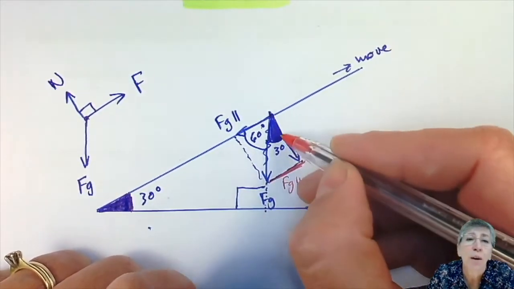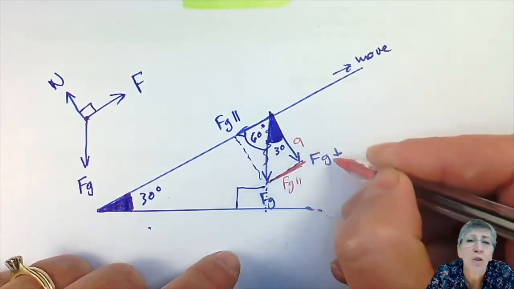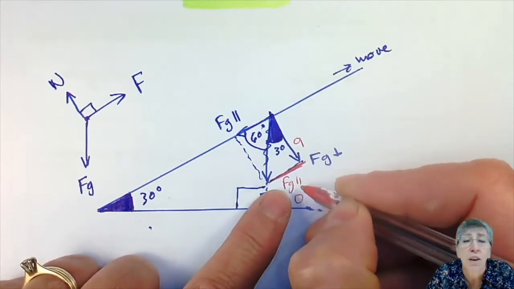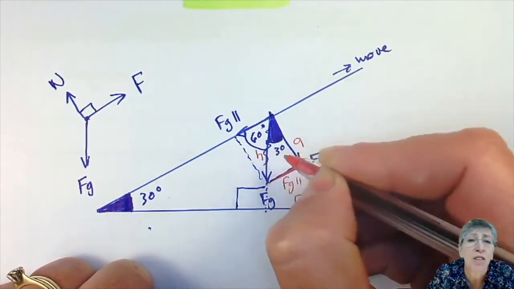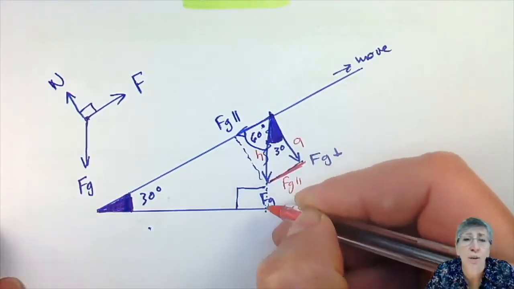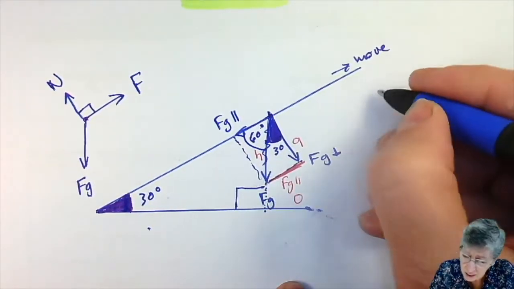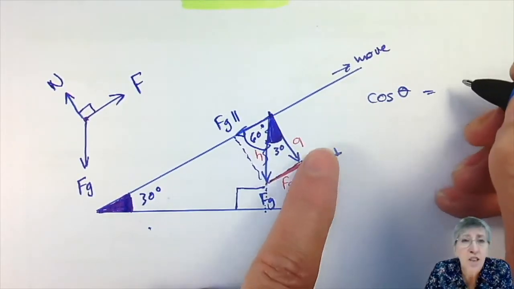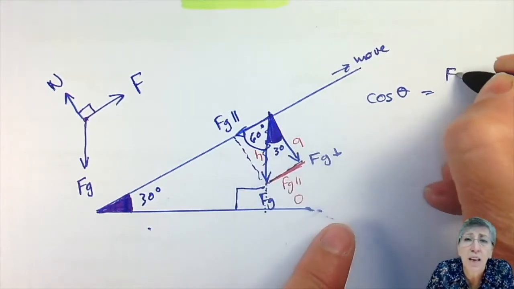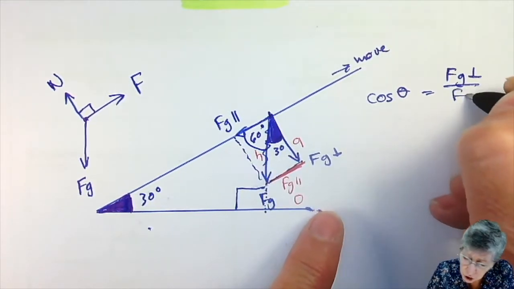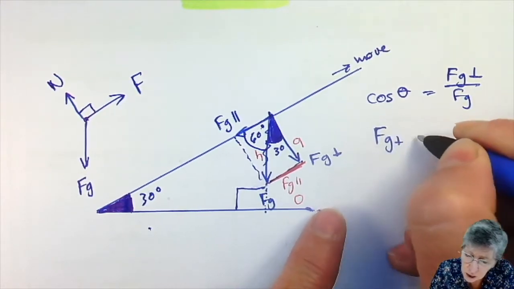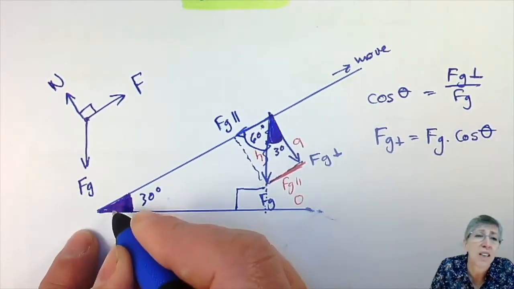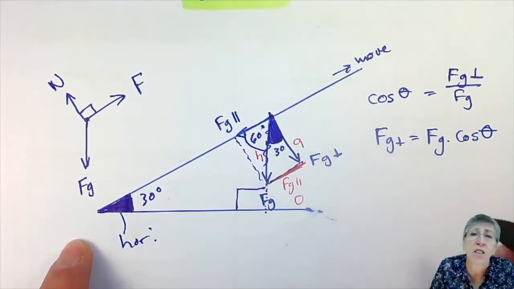Right, so if I'm working with the 30, the adjacent one is the perpendicular one, and the opposite one is gravity parallel. And now the hypotenuse is the gravity on its own. So if I look at this one and I say cos theta, cos theta being adjacent over hypotenuse, that will be FG perpendicular over FG, and then I end up with the perpendicular one always being the whole gravity times cos of that angle, and once again that angle is with the horizontal, right?